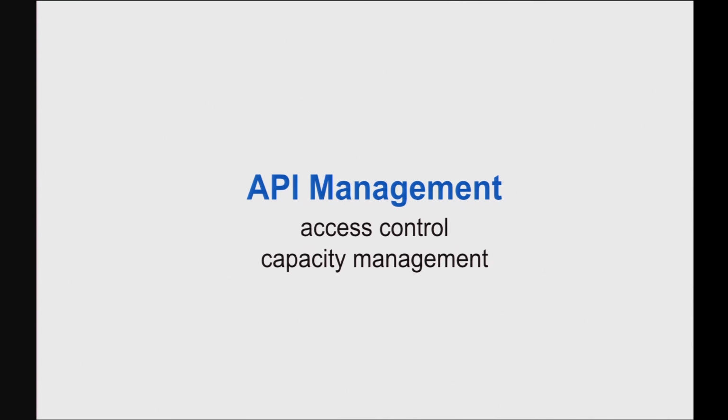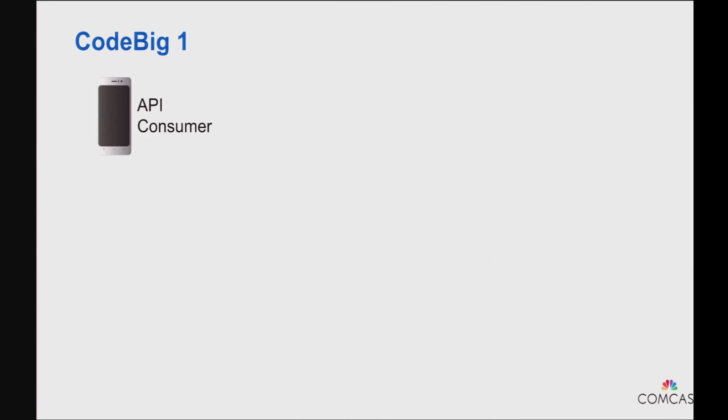And then capacity management is basically, how do we protect those services from being overloaded? How do we give a reasonable fairness to all of the callers? Most often in the industry, this is called rate limiting. But we'll talk a little bit about how we're doing that differently at Comcast. So this is something we've actually had for a while. And the old system was called Code Big 1.